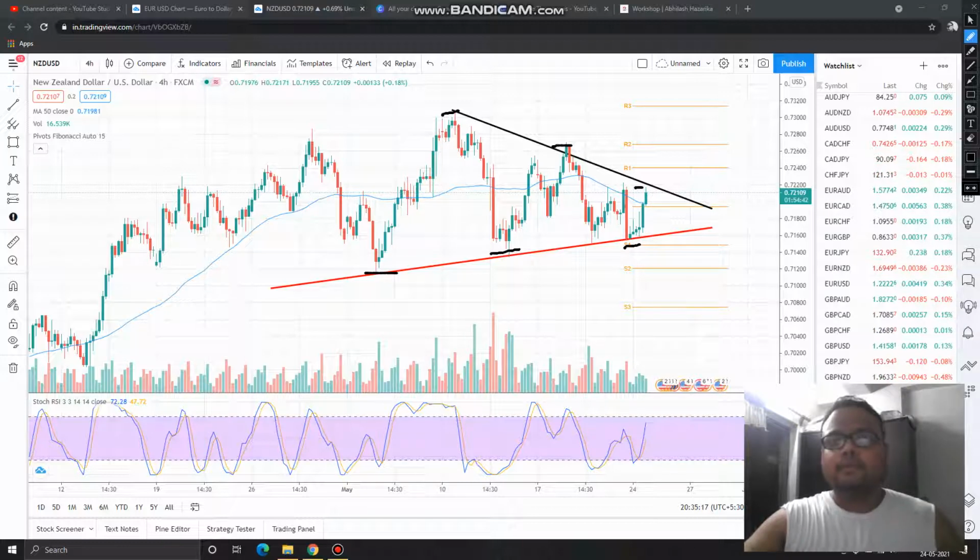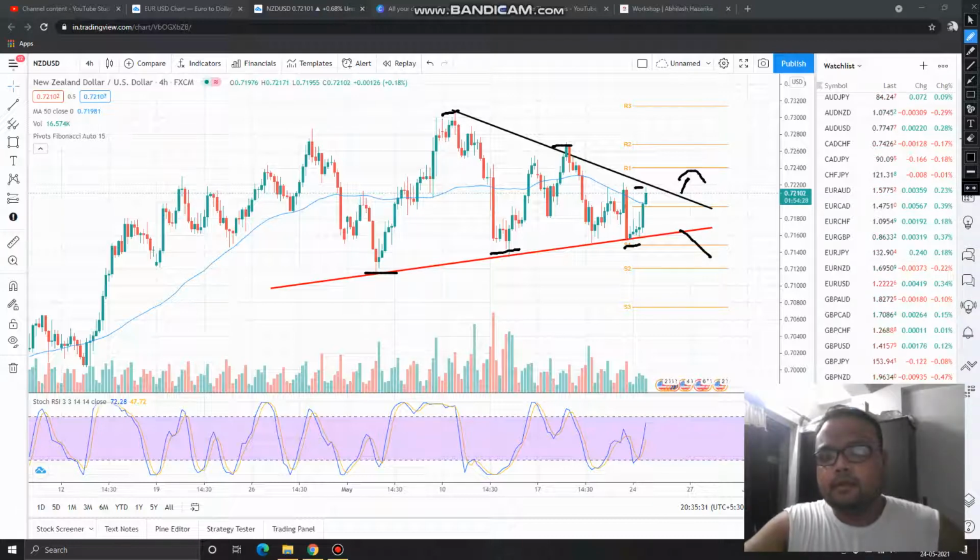Whenever we get a symmetrical triangle pattern or a pattern like this, we need to wait for the market to cross either this line or this line. Until the market crosses these lines, we cannot be sure where the market will go. Generally, in a symmetrical triangle pattern, the market follows the trend it has been following. So overall the trend is towards the upside, so there is a possibility that the market will be crossing this black line on the upside.